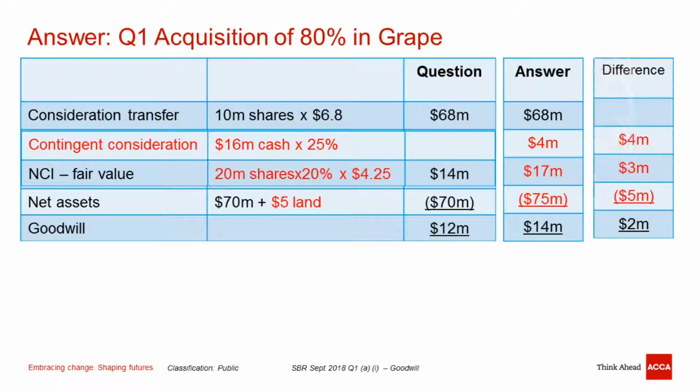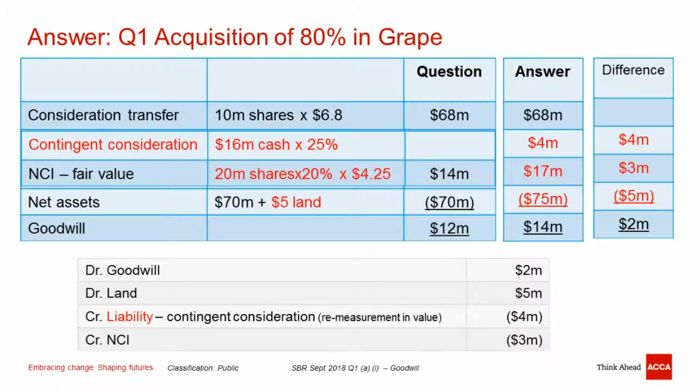And when we compare the answer and the question, we identify there are some differences. So the total goodwill should be 40 million instead of 12. Therefore, goodwill has to increase by 2 million. And at the same time, the land has to appreciate by 5 million. Therefore, we have to debit goodwill 2 million and debit land 5 million. We have to add back the CC, the liability, 4 million, and credit the liability. And lastly, we have to increase the NCI by 3 million. So this is the total entry that you need to initiate in order to correct the error.